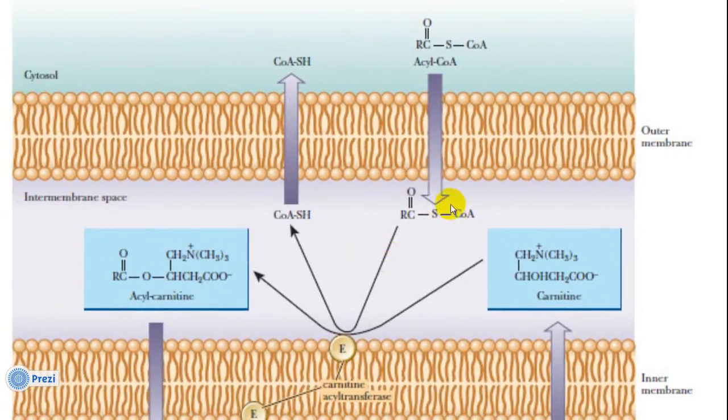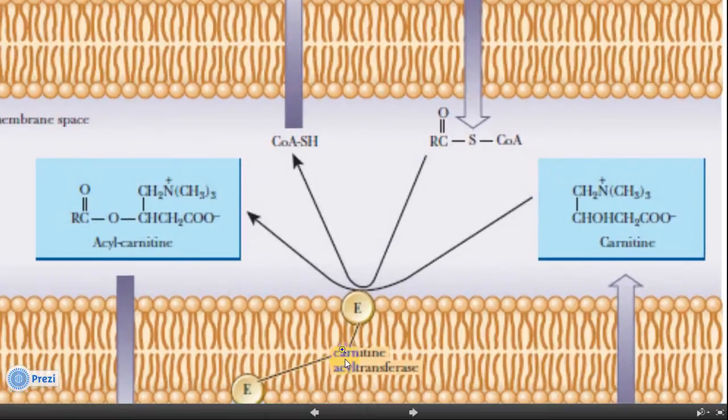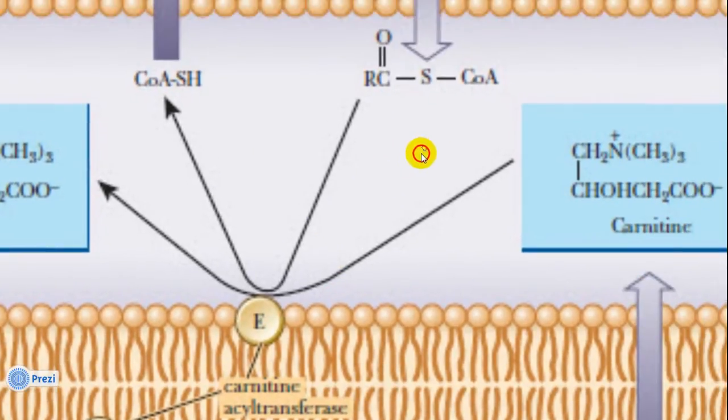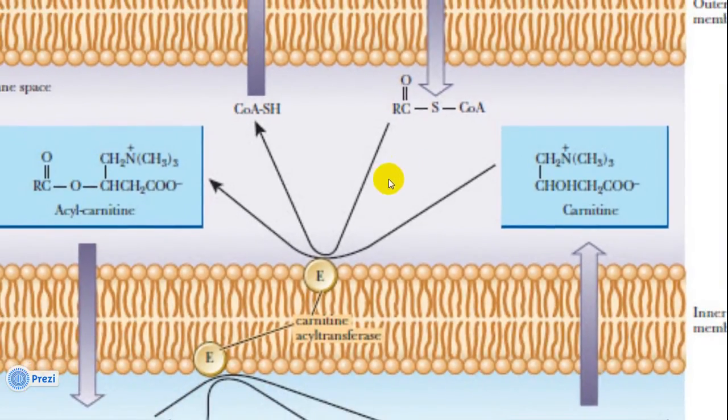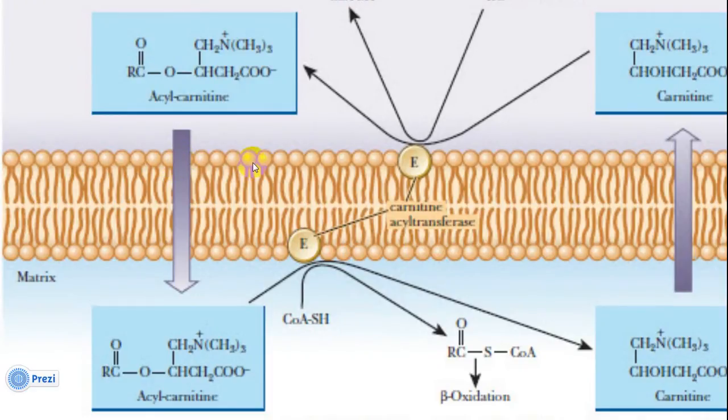Inside the intermembrane space, the activated fatty acid can't cross the inner membrane. It must go through a special reaction. This reaction contains an enzyme called carnitine acyltransferase. This carnitine acyltransferase will do 2 things. The first thing, it will release the coenzyme A from the activated fatty acid. The second thing, it will bind the fatty acid with a carnitine molecule. Now we will have a compound called acyl-carnitine. The acyl-carnitine compound will cross the inner membrane of the mitochondria.